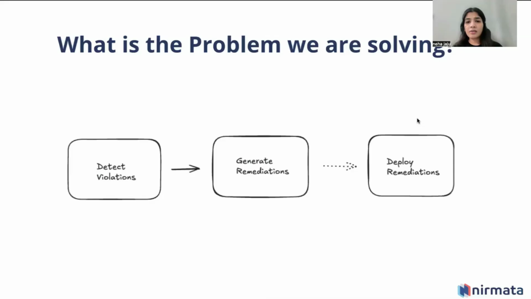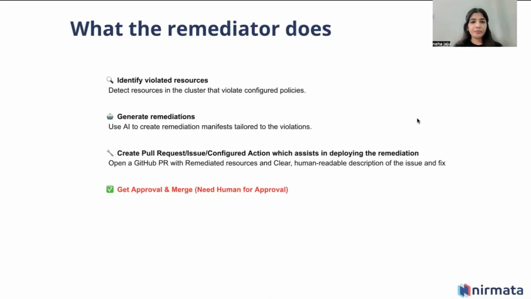When you're operating dozens of clusters, this quickly becomes repetitive and time consuming. This is exactly where the Remediator comes in. The Remediator automates everything after detection. It detects the policy violation, traces each resource back to its source in Git, generates a remediation, validates it, and creates a pull request. It is important to note that it never modifies the live cluster directly. So Git remains the source of truth, and every change still follows the same review and approval process that your team already uses.